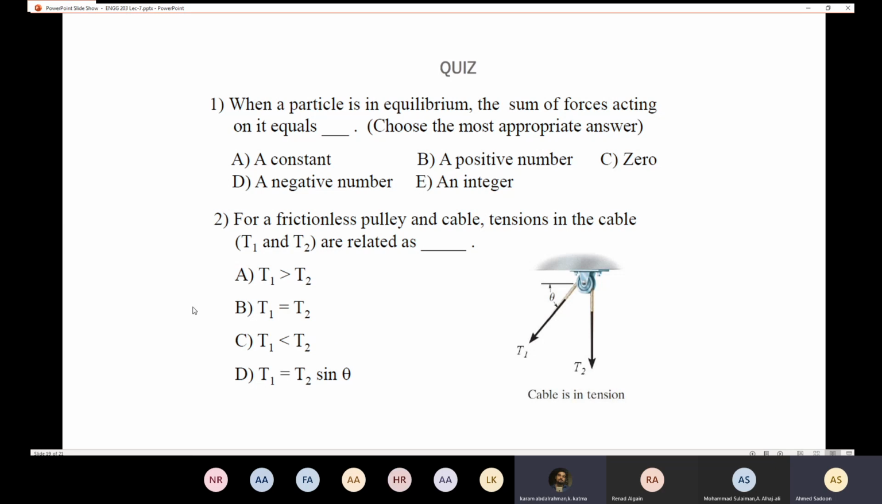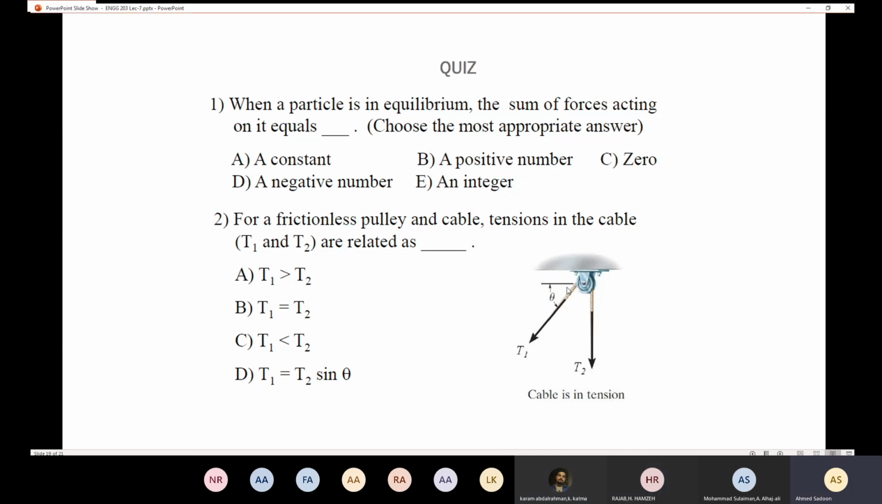B. Why do you want T1 to equal T2? Why is B the right answer? Because the force must be equal in tension 1 and tension 2. Yes, but why? Can anyone answer? Why are they equal? Because we assume there is no friction. Yes, good. Who answered this? Karam, very good.